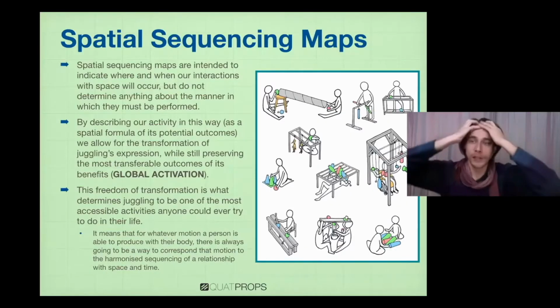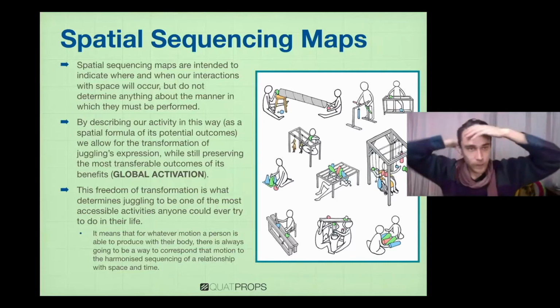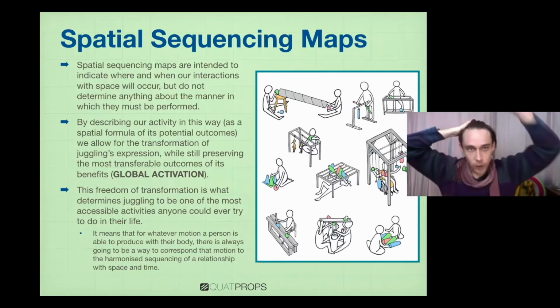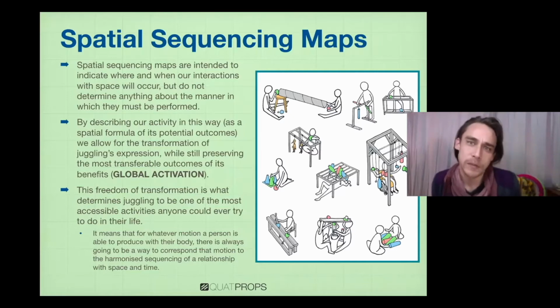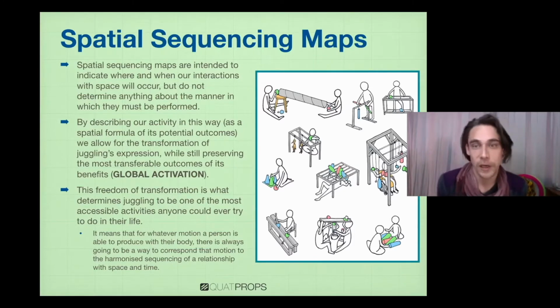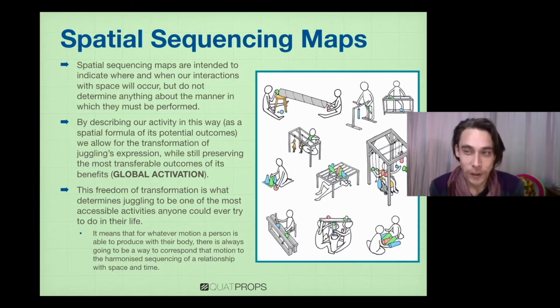Okay, so to begin with, our environment. We're gonna be using a concept that I refer to as spatial sequencing maps. This isn't an original concept. I've observed this sort of teaching strategy in dance methodologies as well, but it's original to apply it in the context of juggling, to think about it that way. That part would be original.